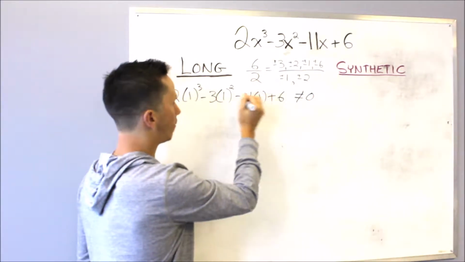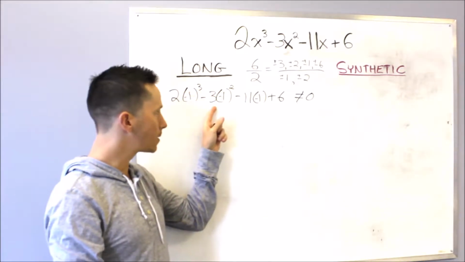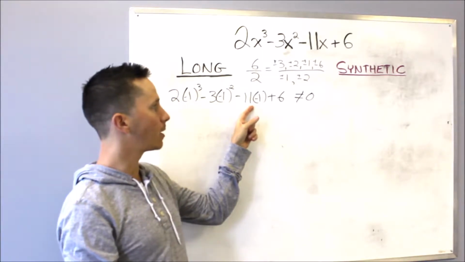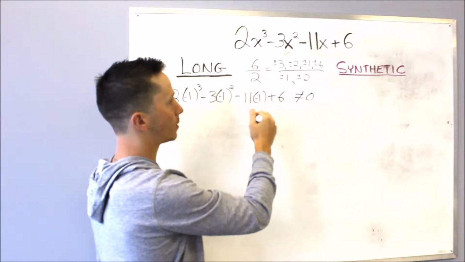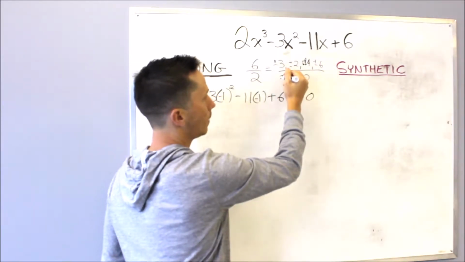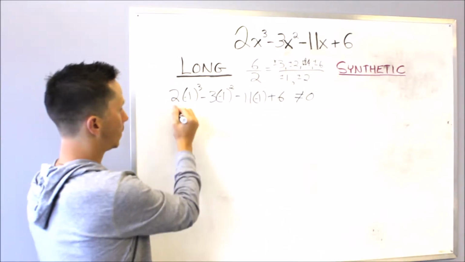What if I made these negative ones? Negative 2 minus 3 is negative 5, plus 11 is positive 6, plus another 6, also not 0. So plus or minus 1 does not work. So I can get that out of here. What about plus or minus 2? So 2 over 1. Let's try that.